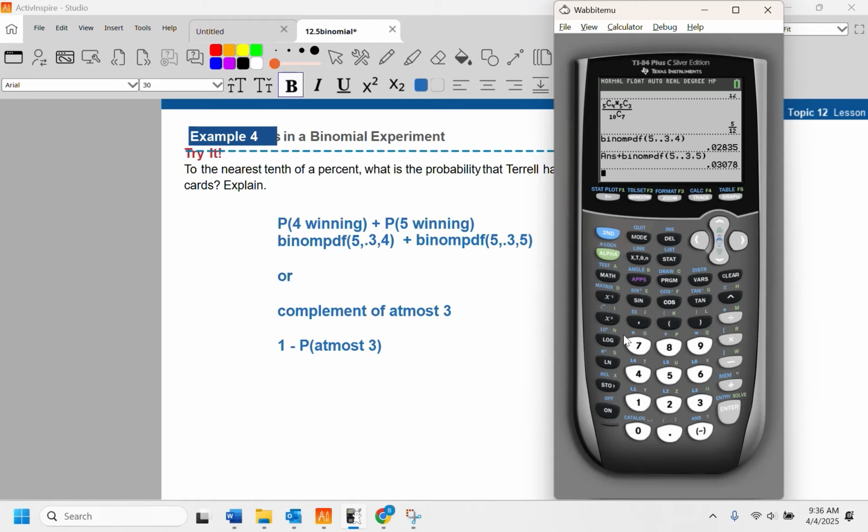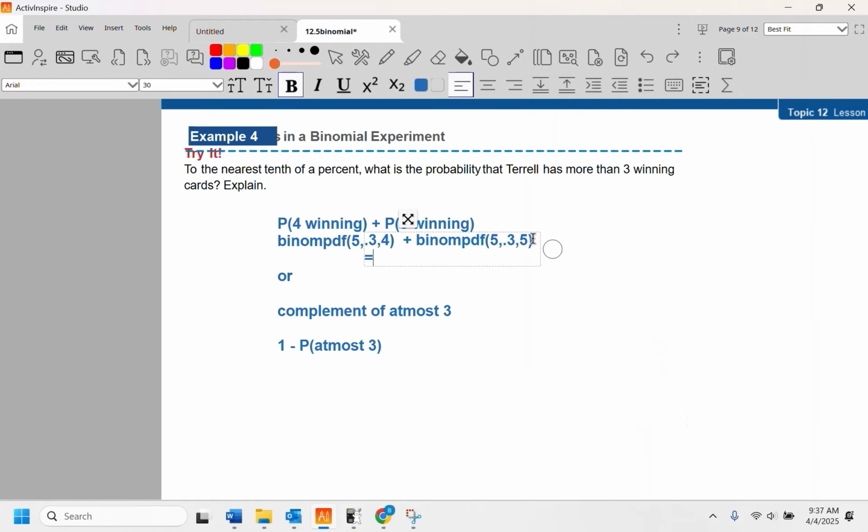And this isn't too hard to do. You get 0.03078. That's the probability, or if you like percentages, 3.078%.